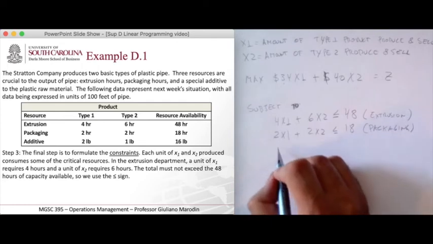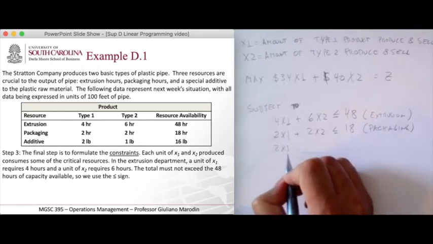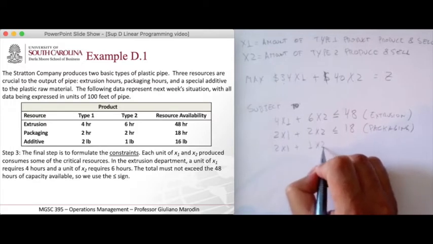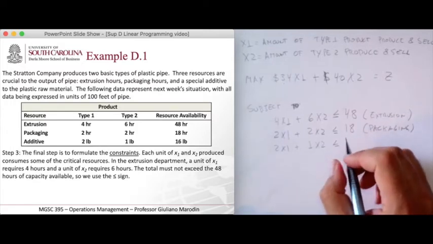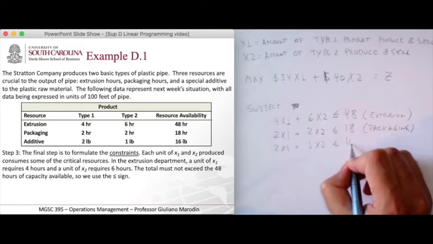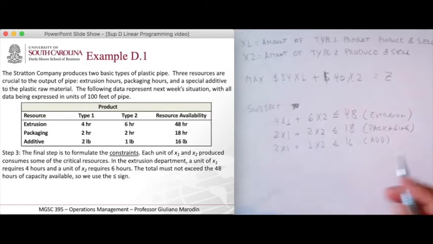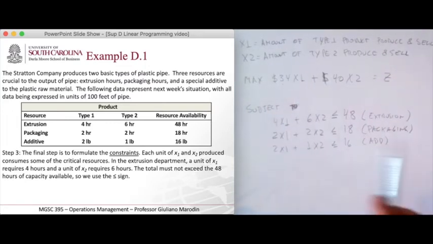Additive, we have the numbers there. 2 times X1, so 2 pounds of X1, plus 1 times X2 is going to have to be lower or equal than 16. And that's the additive constraint, right? And I have these 3 constraints that I wrote for this problem. And basically, these are the equations, right? This is our first step. Understand how to build the math, right?